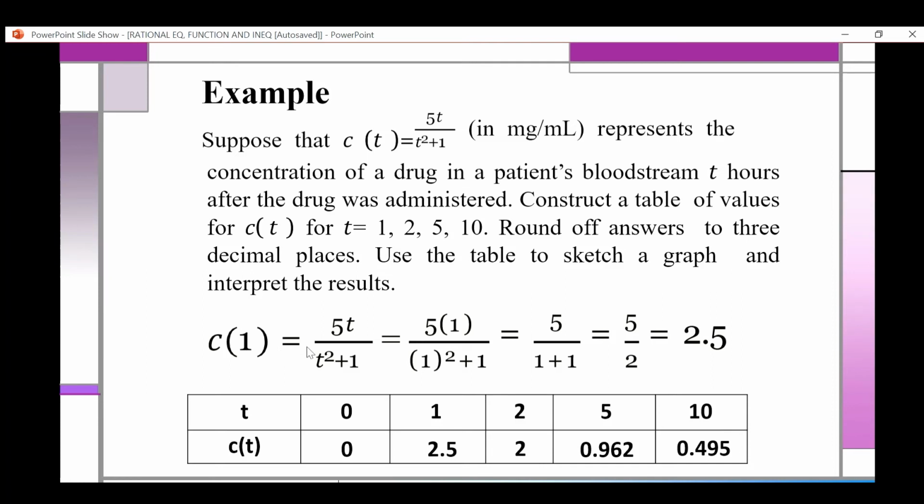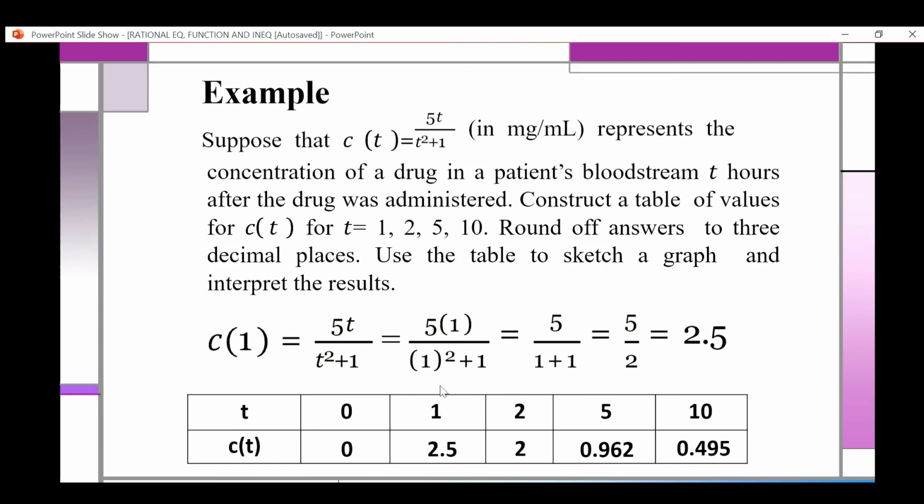So, yung equation natin is C of t equals 5t over t squared plus 1. Okay? So, yung C of t natin is the concentration of the drug sa bloodstream natin. So, generate daw tayo ng table for these values, 1, 2, 5, and 10. So, substitute lang natin, class, dun sa equation natin. So, 5 times 0 over 0 plus 1, that is equal to 0.